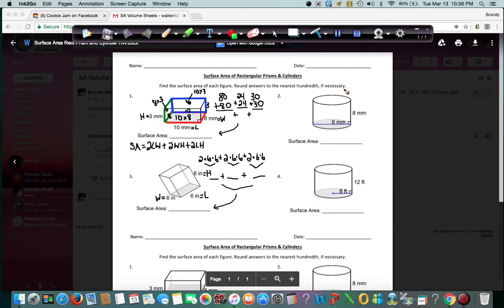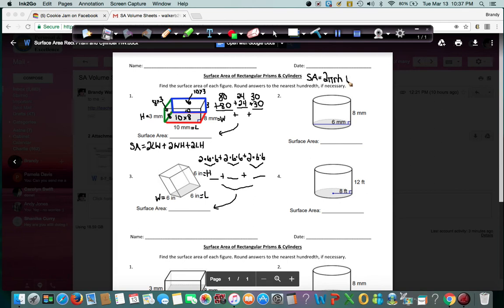So for a cylinder, I'm going to write the formula for you. The formula for surface area of a cylinder. Remember, we have to find the lateral rectangle. So we need how far around this circle is. We need our circumference, which is 2 times pi times r, right? That's circumference. And then we need to multiply it by our height.